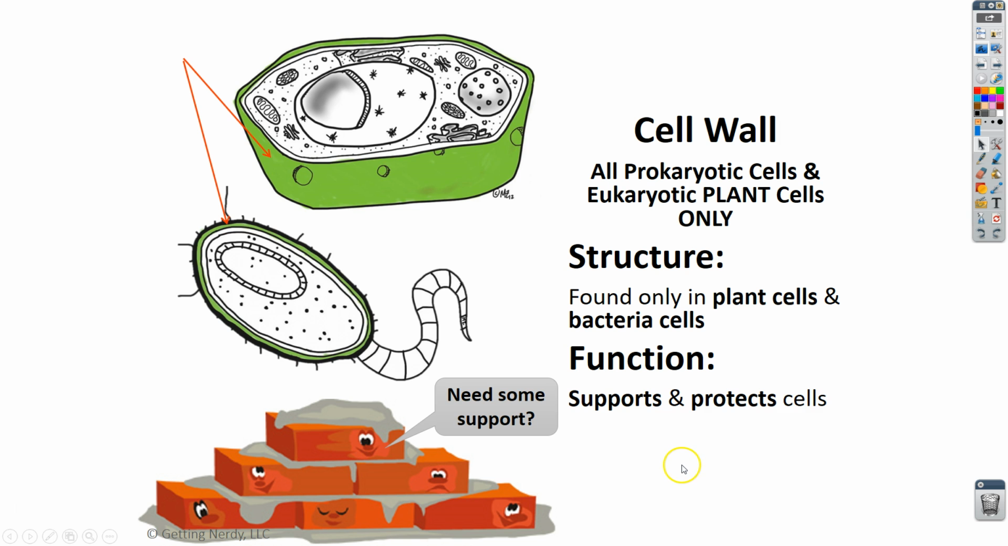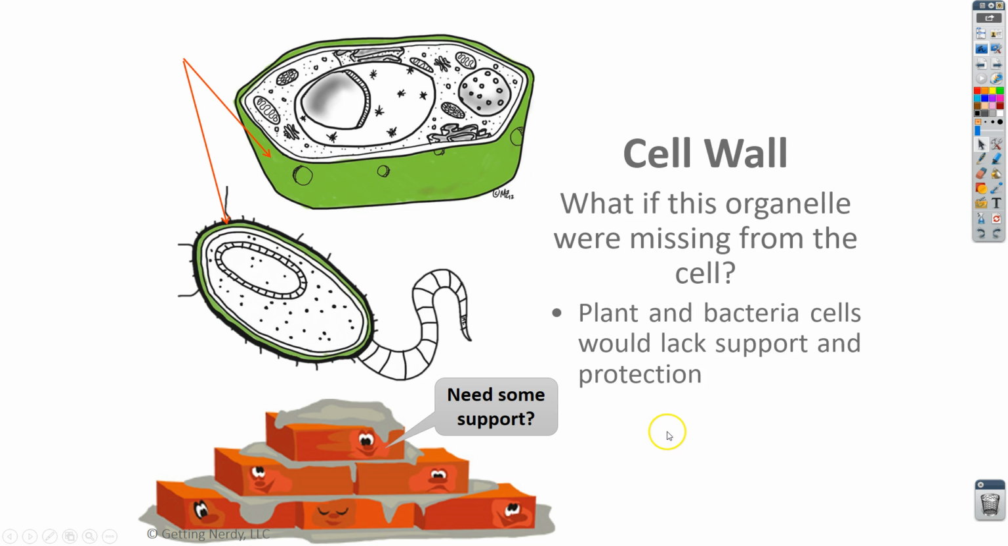The cell wall is the next one, and this is found in all prokaryotic and eukaryotic plant cells only. So they're not found in animal cells, just in the plant cell and in the prokaryotic cells. And these basically just support and protect the cell. If you didn't have these, then plant and bacterial cells would lack support and protection.